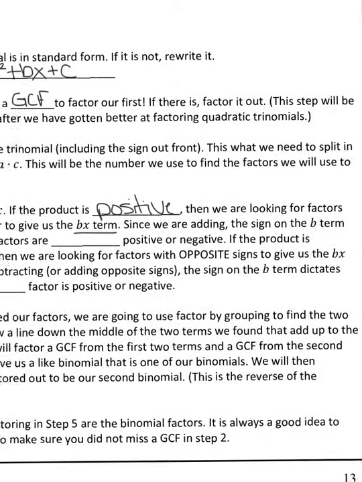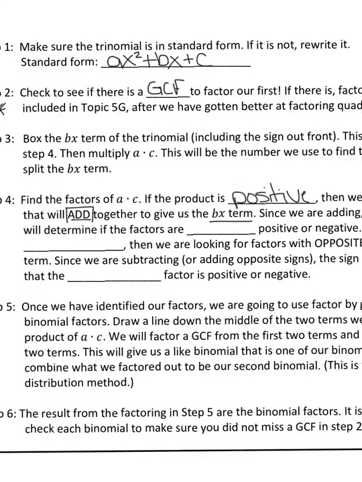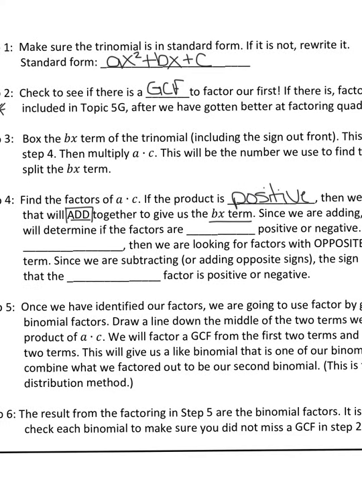Since we are adding, the sign on the b term will determine if the factors are both positive or negative, right? So if it's a negative b term, then it would be a negative plus a negative. If it's a positive b term, it's a positive plus a positive. So that's if my product is positive. We'll do some examples of that here in a bit.